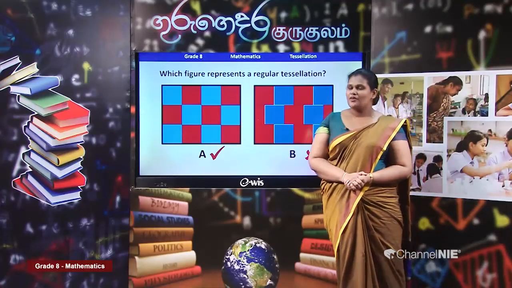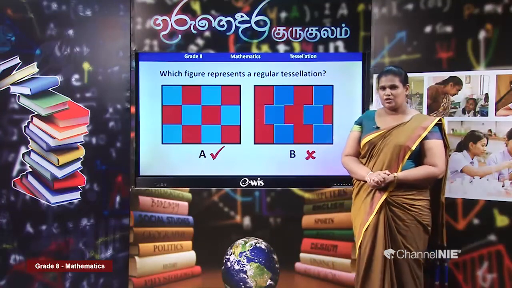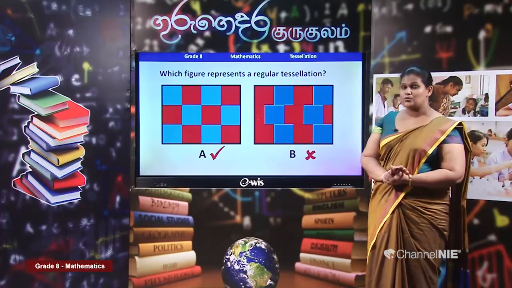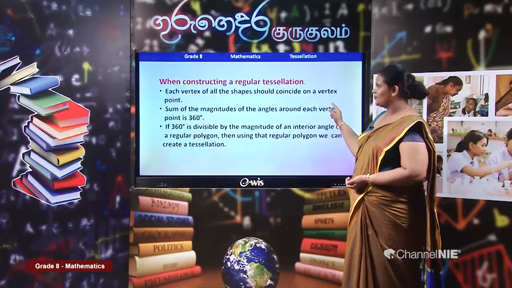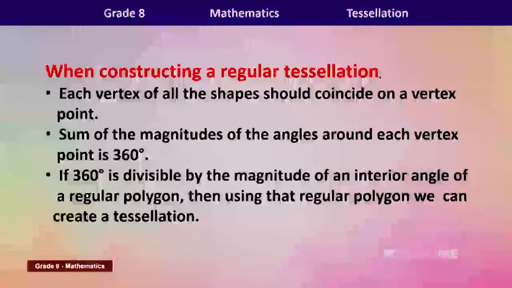Right. Now we have learnt about regular tessellations. So, we will once again have a look at what we have learnt on regular tessellations. Right. When constructing a regular tessellation, each vertex of all the shapes should coincide on a vertex point. The sum of the magnitudes of the angles around each vertex point is 360 degrees. If 360 degrees is divisible by the magnitude of an interior angle of a regular polygon, then using that regular polygon we can create a tessellation.